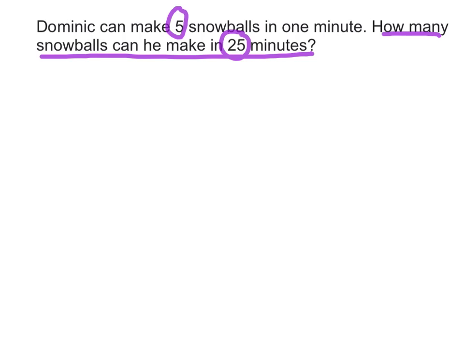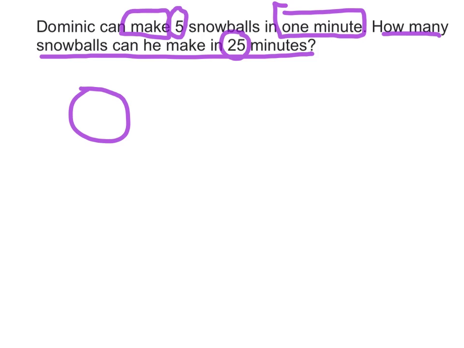And I remember from before that important math words are not necessarily words that I would just hear in math class, but they are words that give me clues as to what's going on in the story. So "Dominic can make" is important because we know he's making something, and "5 snowballs in 1 minute" is important because that's telling me that in one group, or 1 minute, he can make 5 snowballs. And "how many snowballs can he make in 25 minutes" is really important as well.